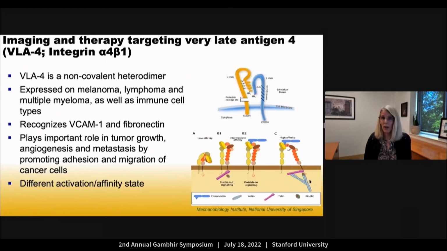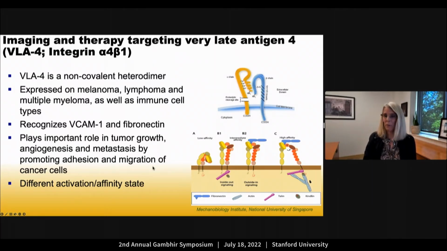So one of the compounds that we are using as a model is a compound that I've developed in my lab, and we've looked at it for many years now. And the target is an integrin alpha-4 beta-1, or very late antigen 4, which is expressed on melanoma, lymphoma, and multiple myeloma, as well as various immune cell types. It recognizes VCAM1 and fibronectin as its natural ligands, and it plays an important role in tumor growth, angiogenesis, and metastasis by promoting adhesion and migration of cancer cells as well as immune cells.